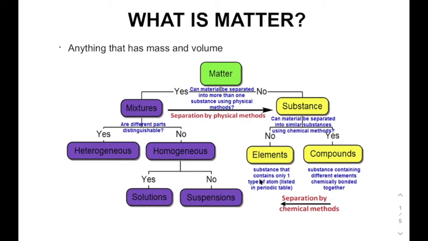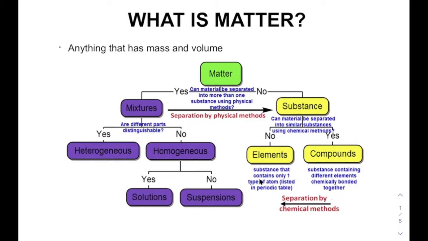So this is a substance containing different elements chemically bonded together. We look at the definition of matter, we ask ourselves, can this material be separated into more than one substance using only physical methods? In other words, we don't break any bonds. If the answer is yes, then that means we have a mixture. If the answer is no, then that means we have a substance. And recall that mixtures can be separated into substances by physical methods.